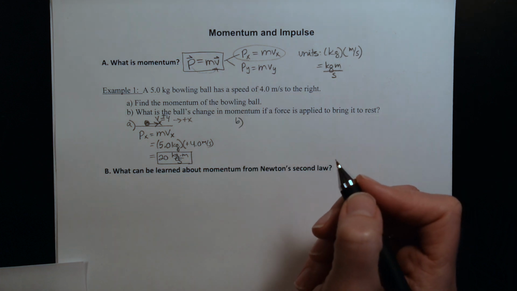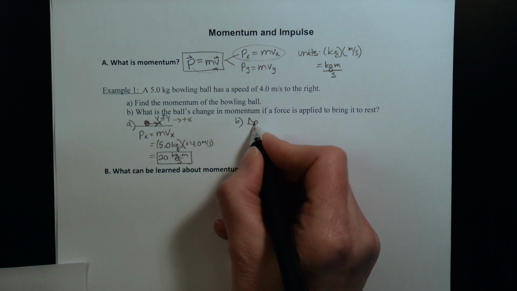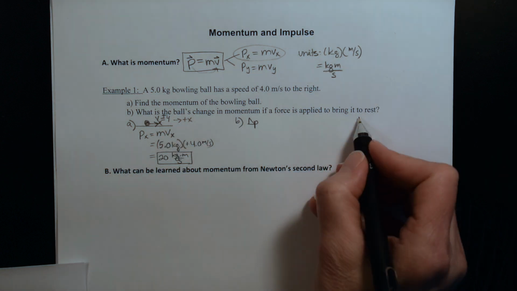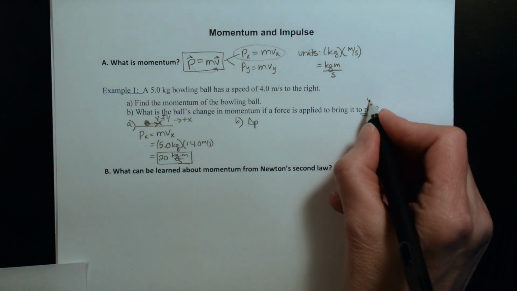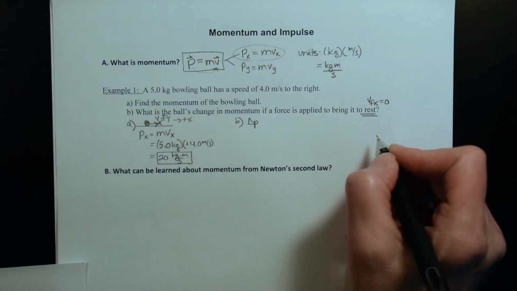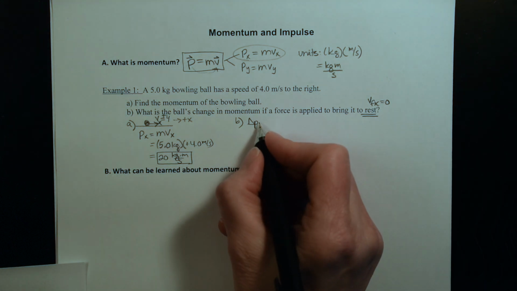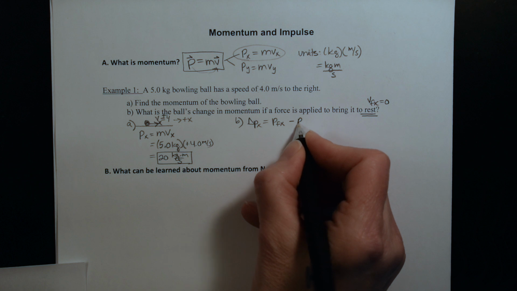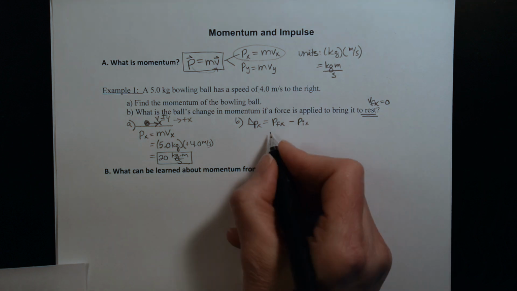Part B, what is the ball's change in momentum? Well, change in momentum, I should finish reading it. What is the ball's change in momentum if a force is applied to bring it to rest? So this is going to be the v final in the x direction of 0. So change in momentum is going to be the final momentum minus the initial momentum, all for the x direction.